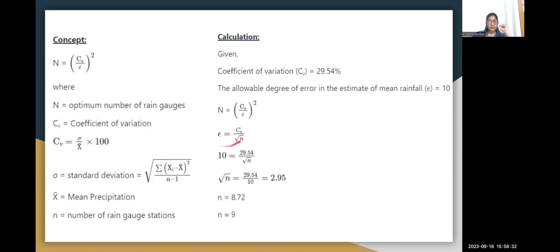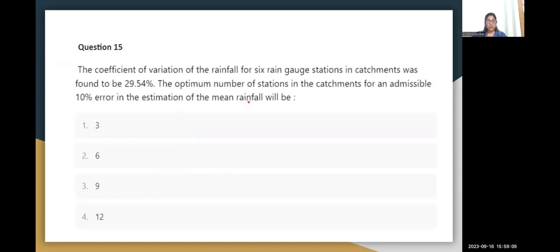Again, this is the formula for finding the allowable degree of error, if you have the coefficient of variation. If the number of rain gauge stations is given to us and we need to find the error, then we can find it using this. Here the number of rain gauge stations is given as 6 already, so I don't think we need to make use of that equation.